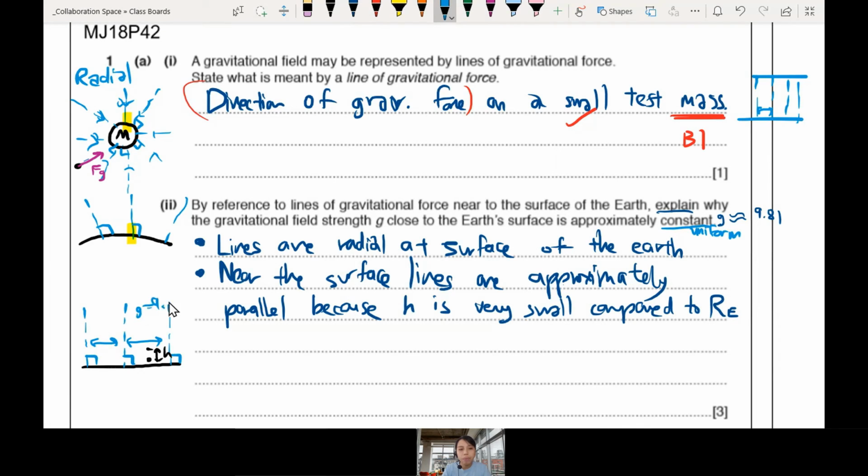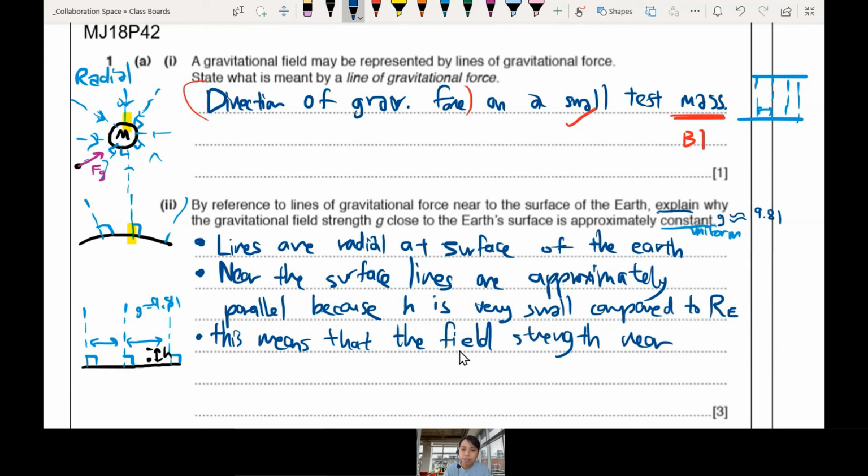g is 9.81 everywhere, no matter where you go near the surface. So the last point, you need to say, what does it mean? When the lines are parallel, gotta add on. So this means that the field strength near the surface is constant.